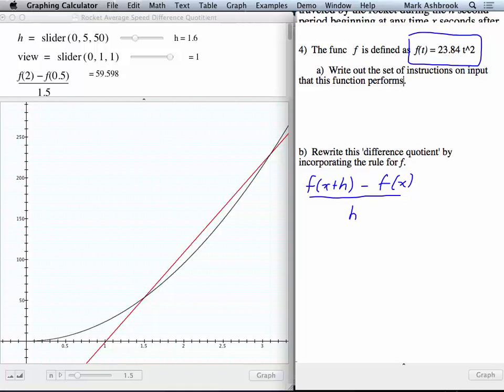I have a question though. We only have one result. No, this is the difference quotient right here. This is it. This is the difference quotient. No, you're going to rewrite this using your set of instructions, using the rule. So you've got to rewrite this, and you've got to rewrite this, and it'll be equal to this, as long as you follow what you did in part A with the input each time.